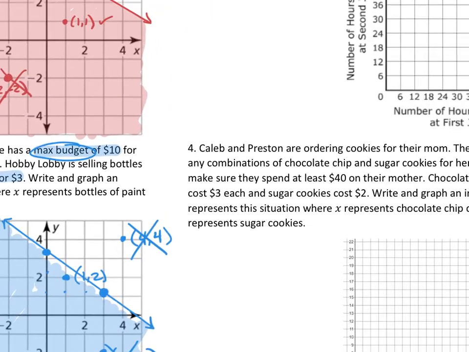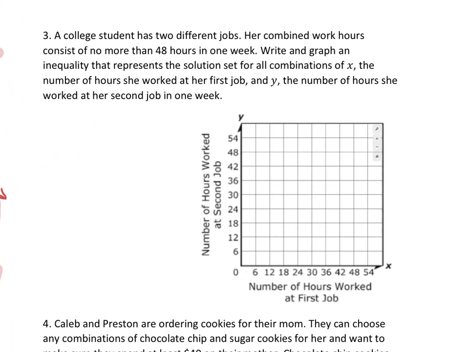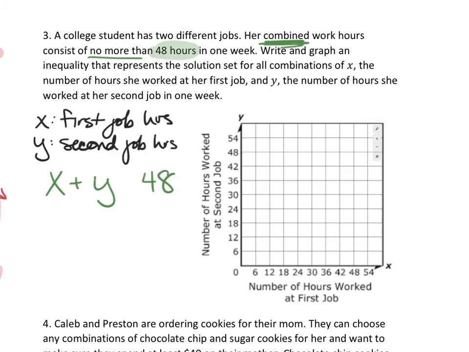I'm going to let y'all try number 3. So I want you to go ahead and read through number 3, see if you can just write the inequality. Don't try to graph it yet, just write the inequality. So here's what I got so far. If we let X be the first job hours and Y be the second job hours, like it says to, it says that her combined work hours, which is why I've used this plus sign to combine the hours from both jobs, should be no more than 48 hours. Okay, no more than on my chart translates to less than or equal to, because she can work less than 48 hours. She can work exactly 48 hours, but she can't work more than 48 hours.